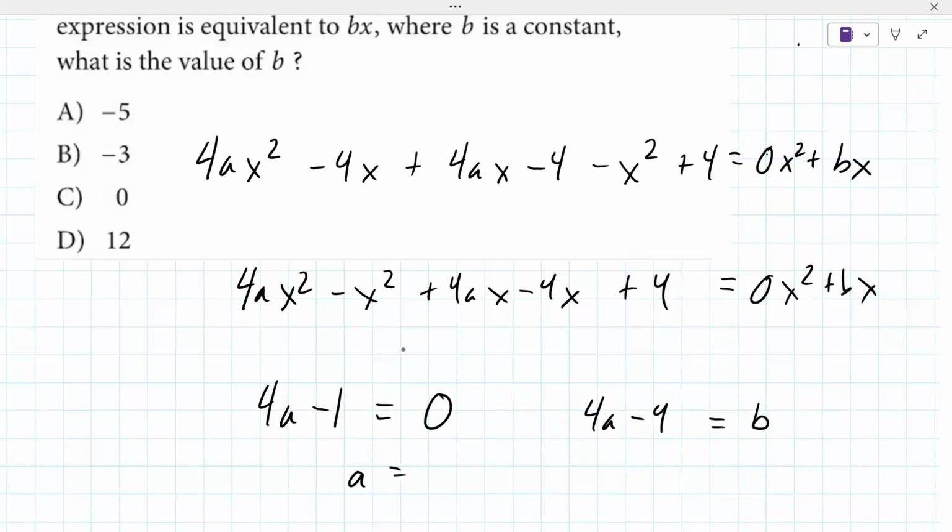So when we get that a is 1/4, we can put that in here to find b, and you end up getting b is -3. And you will see at least one question like these where you are expanding and then comparing the coefficients.